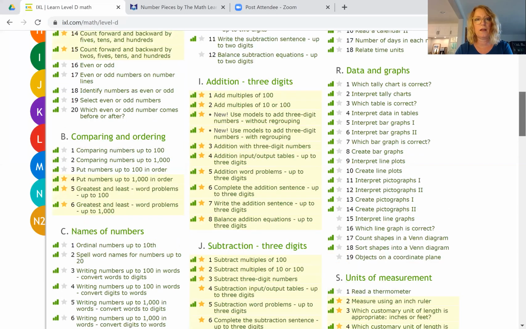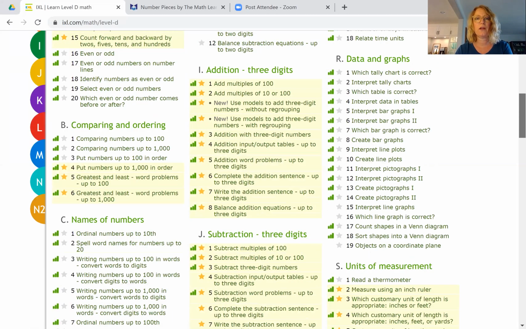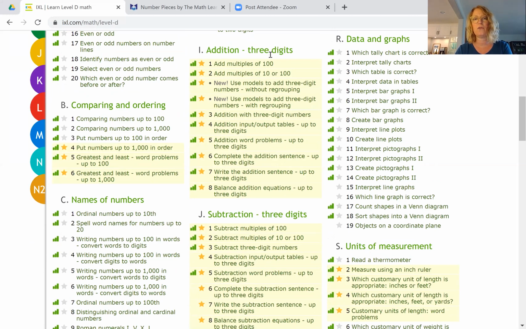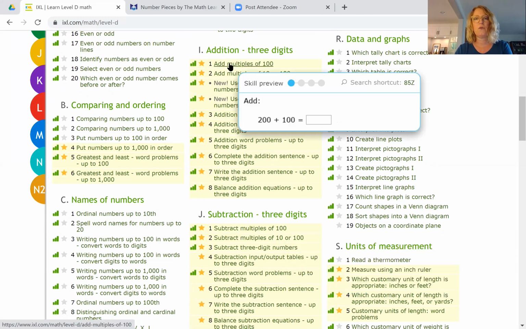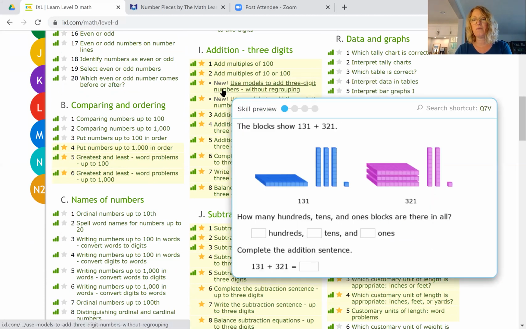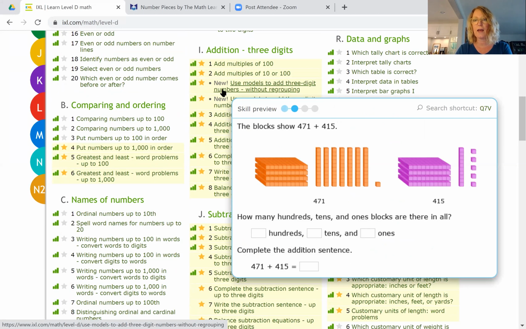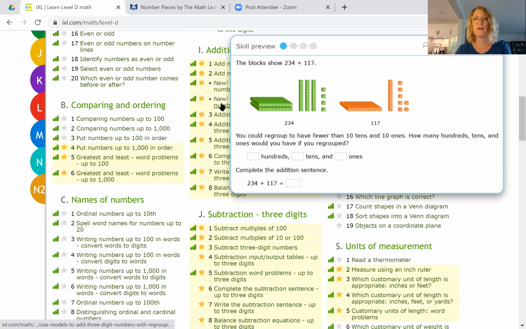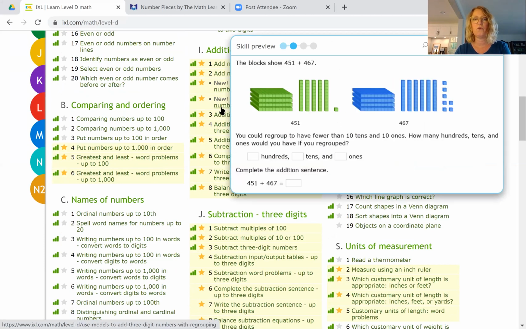So let's go back to here and I'll show you what I mean. In level D IXL, in level D math, I want you working on sections I, addition, 3 digits, and J, subtraction, 3 digits. It starts off with you thinking about just adding hundreds together. And then it works up to adding hundreds and tens. And then here, well, this looks familiar. Here you're using some modeling to add. It looks pretty similar to what we've been doing. And then it gets a little bit trickier as you move up.